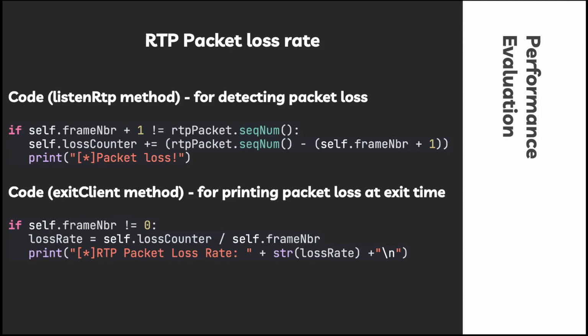Now we are going to insert the code that detects the packet loss in the listenRTP method: if the frame number plus 1 is not the RTP packet sequence number, that is a packet loss, and we increment the loss counter by 1. We can find the number of packets lost from there, and then at the time of exiting, when the teardown request is triggered, we just divide the loss counter by the frame number. That is the number of packets lost divided by the total number, which gives us the loss rate.